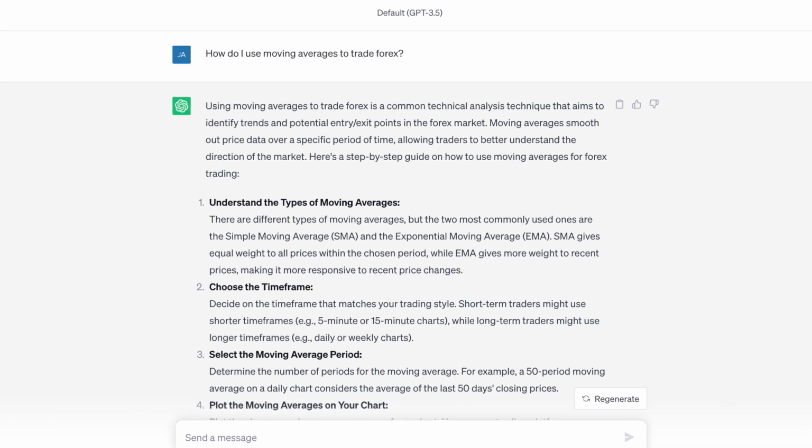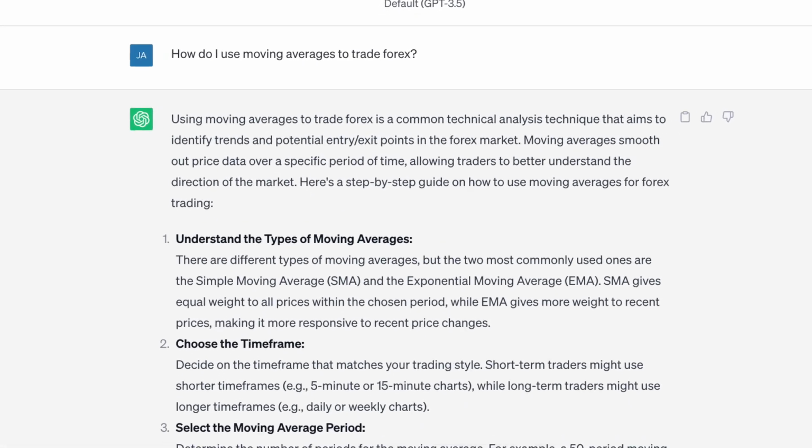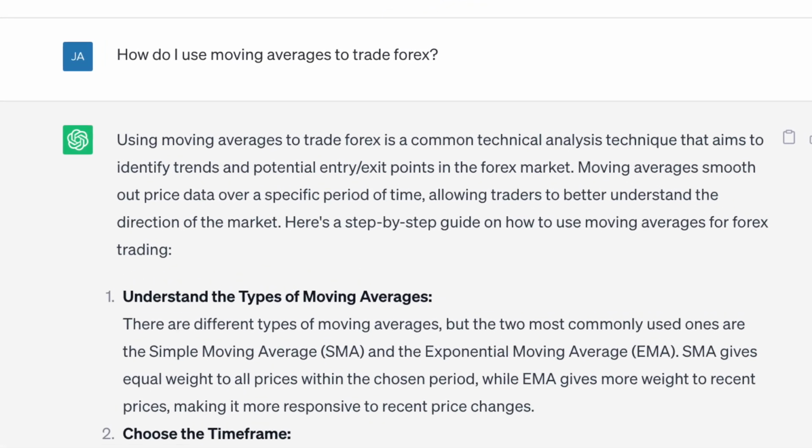So now we know the best indicator. How does it suggest we use that indicator to make money in the Forex markets? So my next question for ChatGPT was, how do I use moving averages to trade Forex? And it suggests the best way to use them is to help us identify trends. Looking at the list of 9 steps it talks about when trading with moving averages, step 1 talks about the type of moving average. Step 2 then goes on to talk about which time frame.